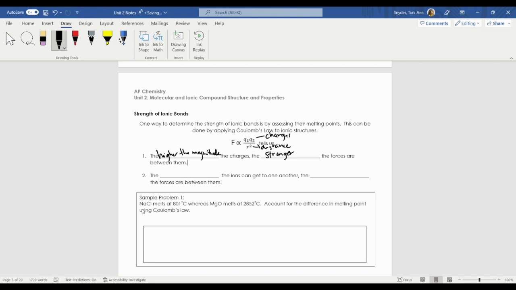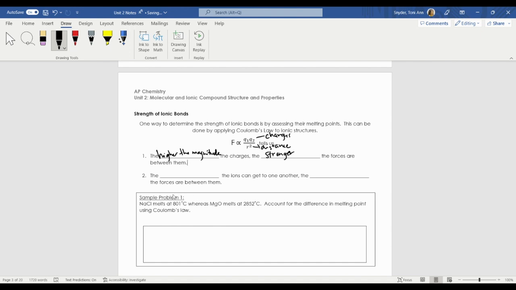So NaCl, an ionic substance, we know because it's a metal and a nonmetal, melts at 801 degrees Celsius, whereas magnesium oxide melts at 2,852 degrees Celsius. So holy moly, magnesium oxide has a significantly higher melting point. And melting point is a good judge of how strong the bonds are because, of course, to melt it, you have to break those bonds to separate them. Account for the difference in melting point using Coulomb's law. We have to think about this in terms of Coulomb's law.